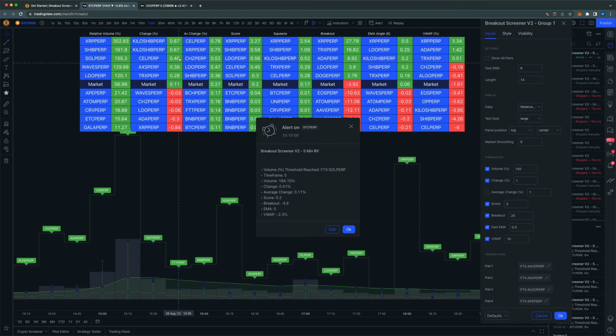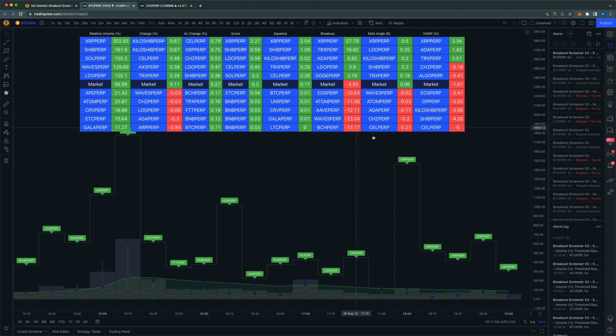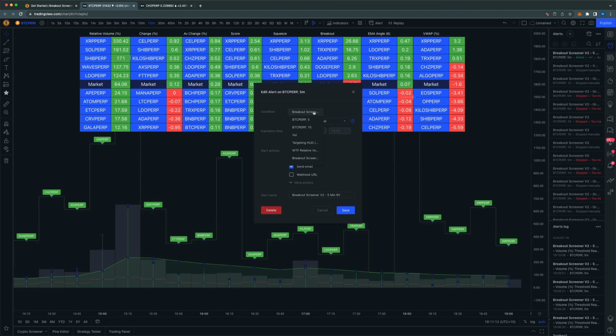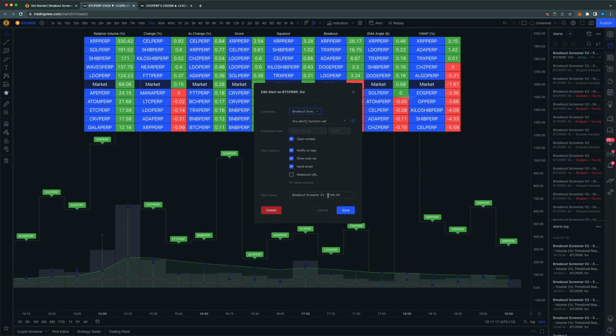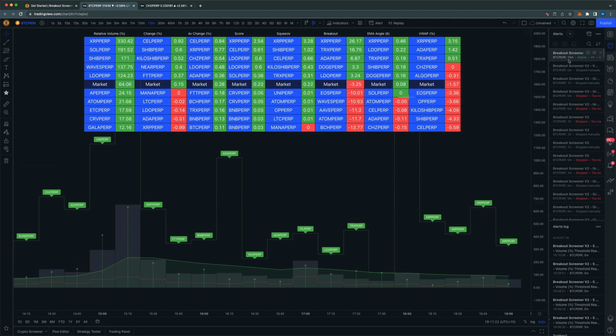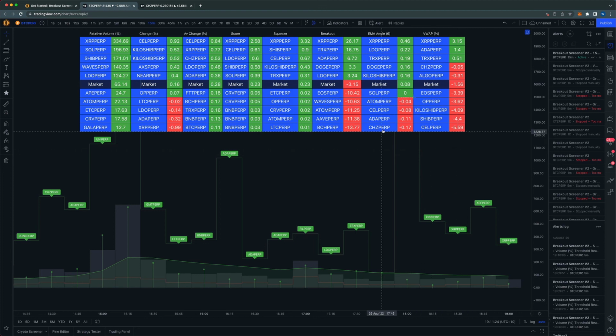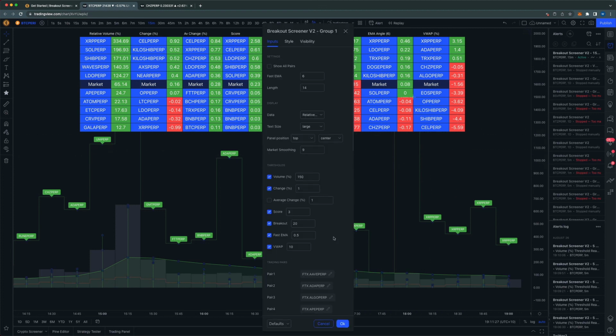And then we might say, well, on a 15-minute chart, as soon as something breaks 1%, we know it's moving pretty well. It's moved a whole percent in a 15-minute chart. We want to know what that pair was so we can see if it has any more life in it. And then you would obviously need to reset that alert. So you could just jump back into the existing alert here, and we could just change this to breakout screener, any alert function call, and this would now be 15, save. And there we go, the alert's now set up on the 15-minute chart with all of those additional parameters.